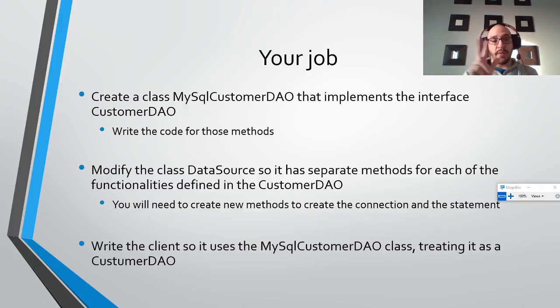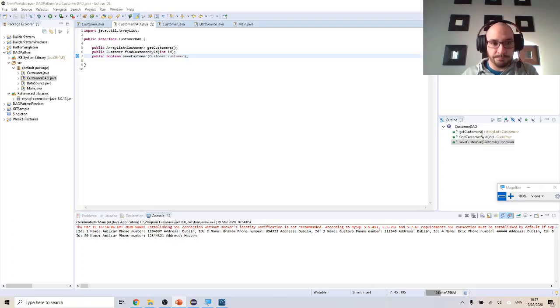Okay, welcome to the third video on the data access object pattern. The first video was about understanding what the pattern is about and a little bit of the theory and the code that I gave you. The second video is about modifying slightly the data source class. This third video is going to be about implementing the pattern, or in other words, creating the class that is going to be my DAO for the customer. So let's get to it.